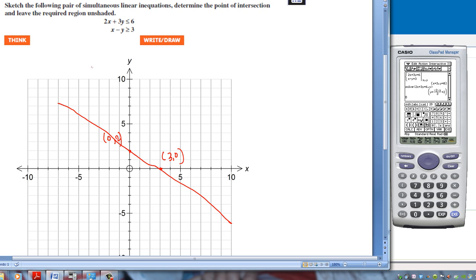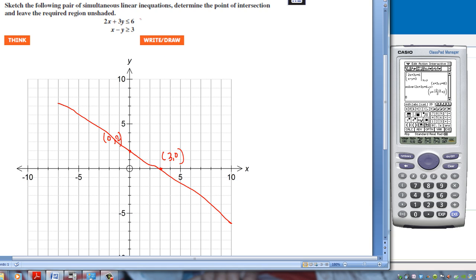Not bad. Now remember that this is an inequality. First of all, I really should have checked. This is a less than or equal to sign, so I have drawn this correctly. This is a solid line. Remember, it's dotted if it's greater than or less than. And this is also greater than or equal to, so it's also going to be a solid line.